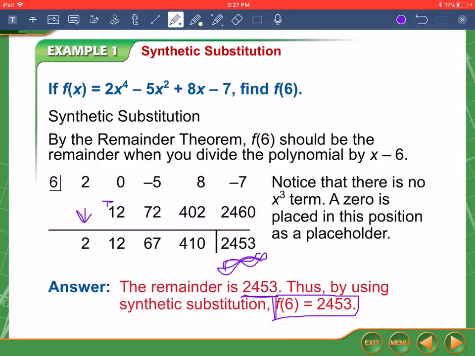So whatever you're dividing by, the remainder is actually what f of whatever that number is. So instead of having to plug in positive 6 into each x and solving, you can use synthetic division and use the remainder to solve.